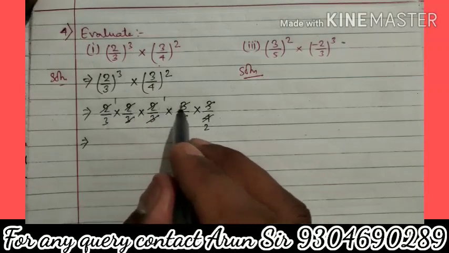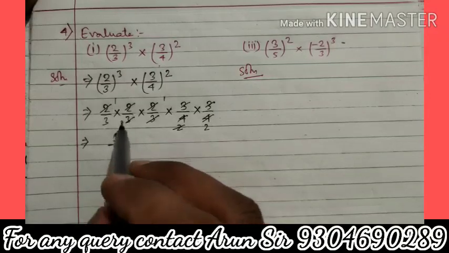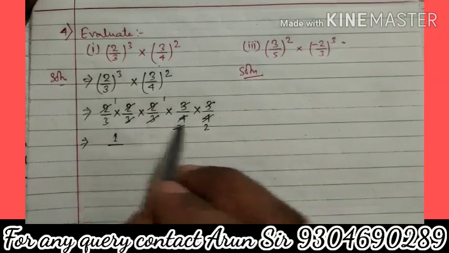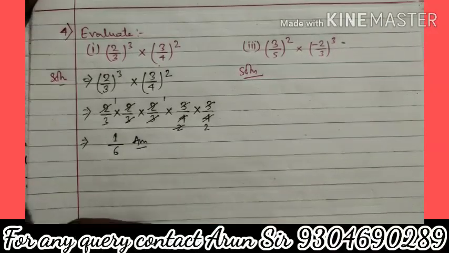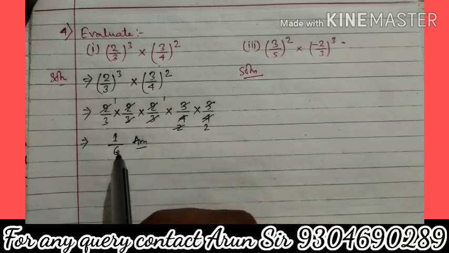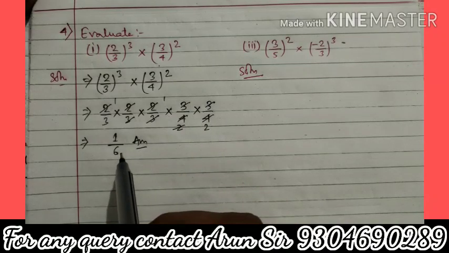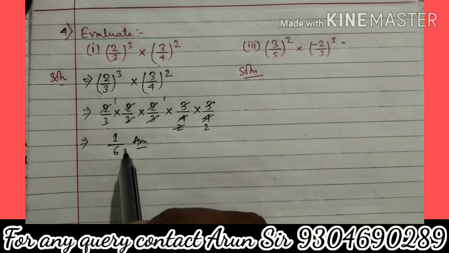In the numerator part nothing is left, it means 1 is there, and in the denominator part 3 and 2 are left. 3 2s are 6. 1 by 6 will be our answer. This question is also very simple. Rather than multiplying, we will check whether the number is going to be reduced or not. If we do so, it makes it easier to solve the question.